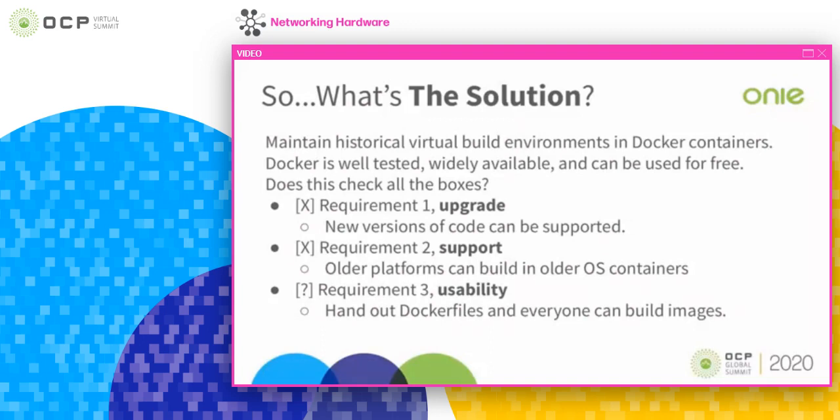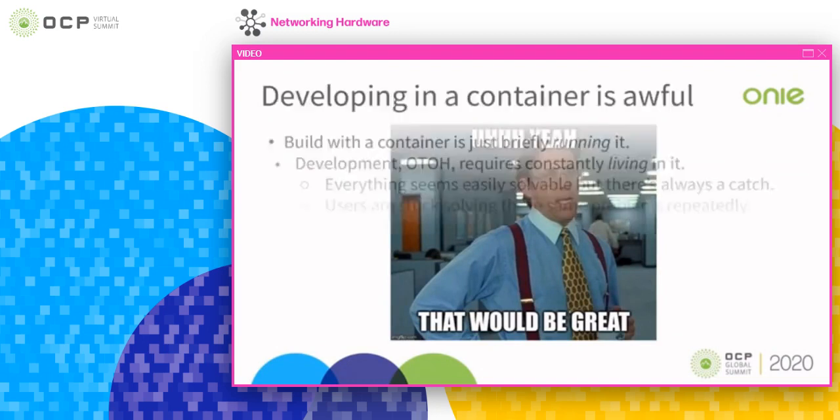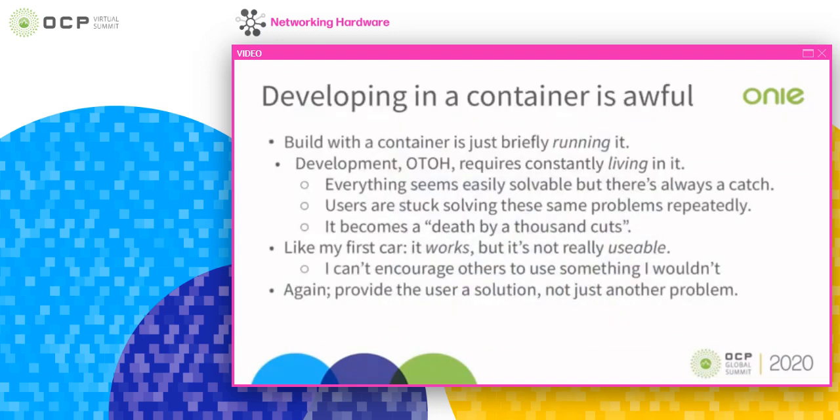So that's good. And is it usable? I would have originally thought that I could have just handed out Dockerfiles and everybody could have built images from that. But having tried this, it is awful. It's one thing if you're running a build with a container and you're not actually in it, that's fine. But development requires living in the container, and that gets incredibly irritating.